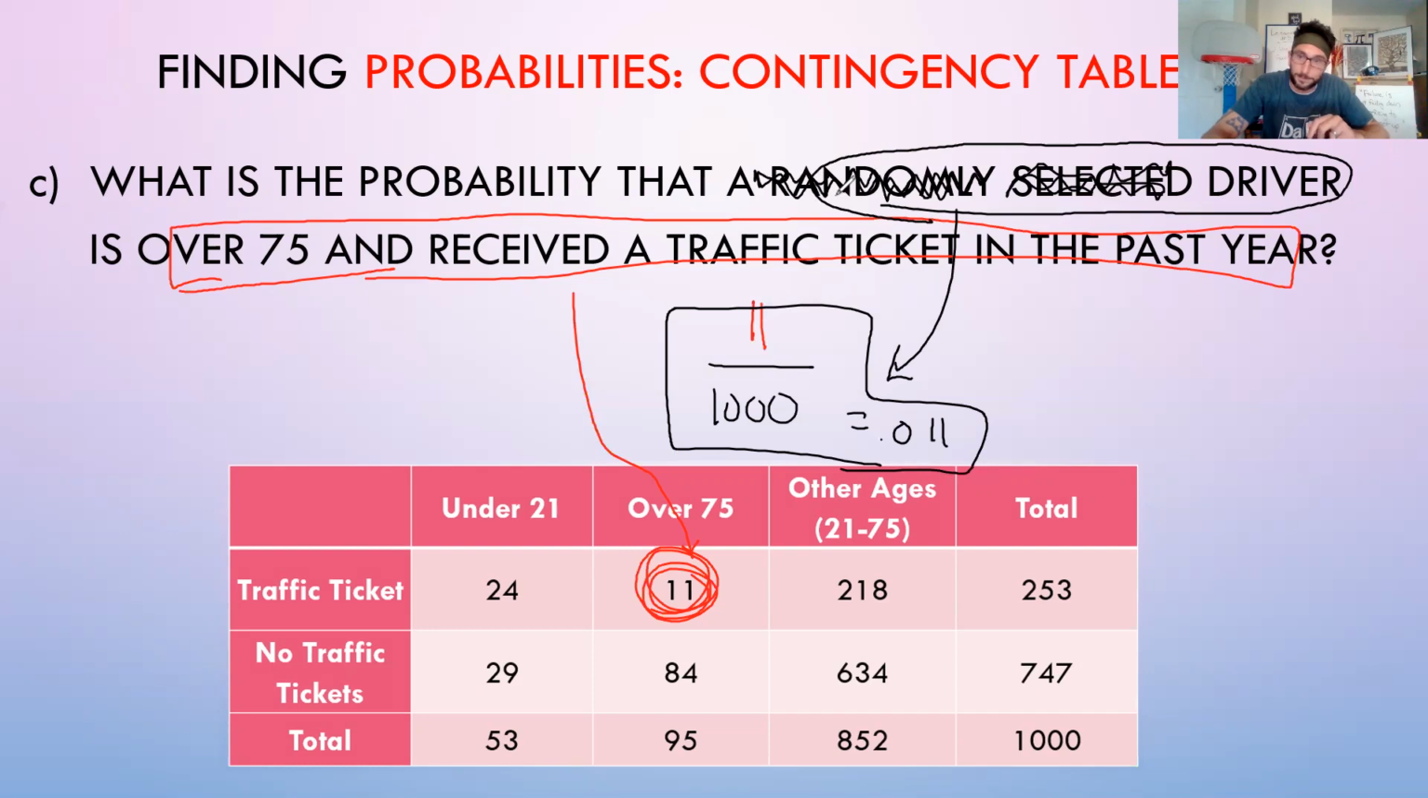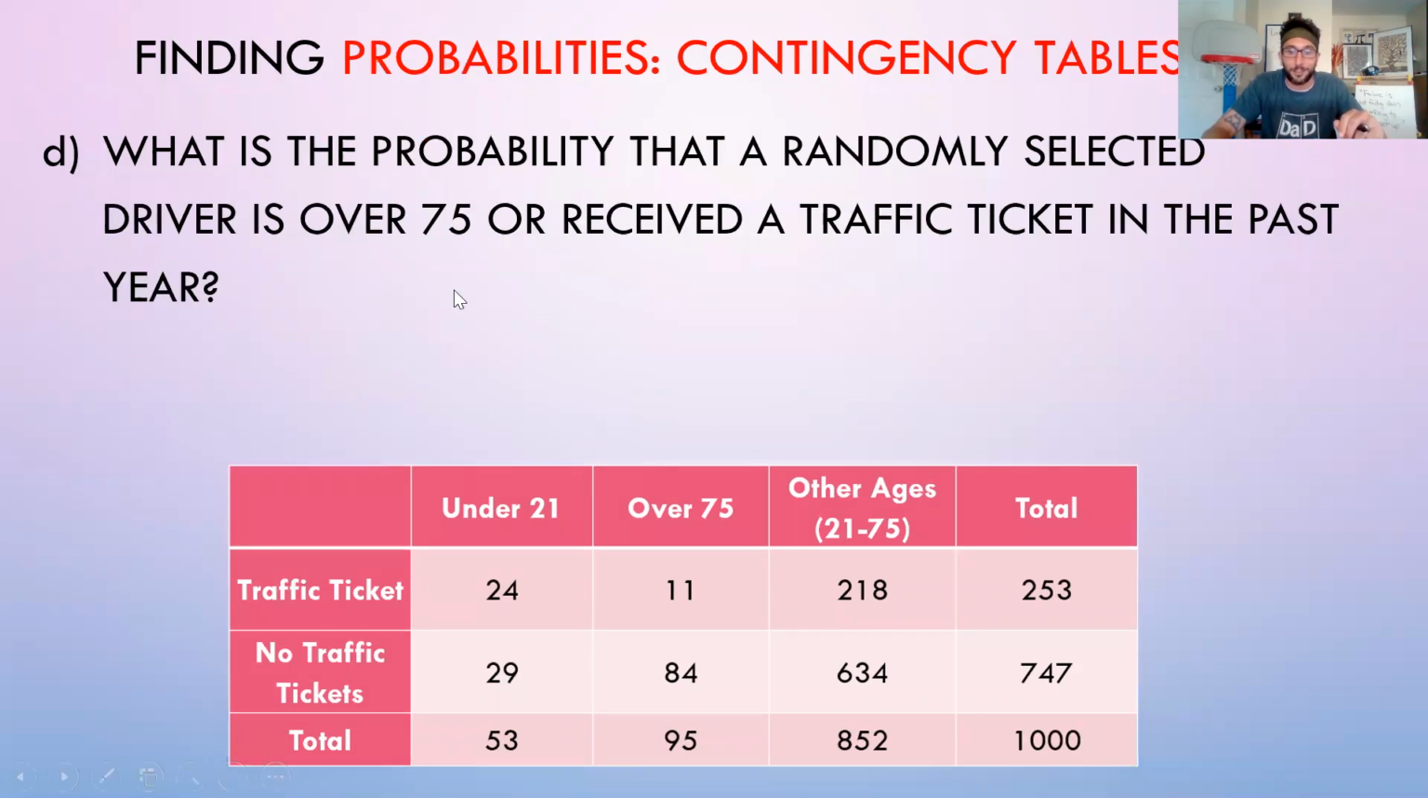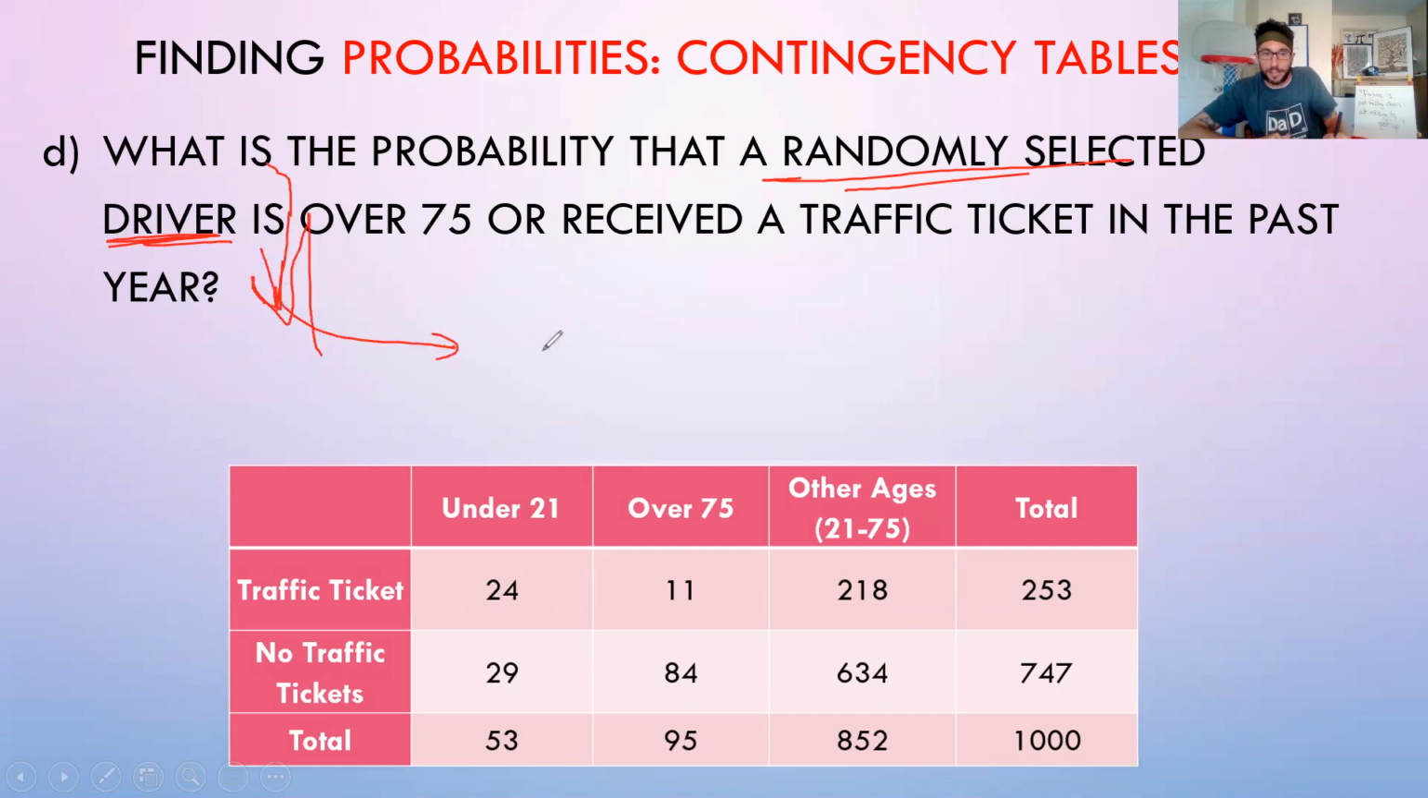All right, not so bad, right? This is all stuff that you guys did in geostats last year if you took it. I know that, you know, because I taught it. But anyways, how about D? What's the probability that a randomly selected driver is over 75 or got a ticket in the past year? So now we're in a totally different situation. So again, we do have a randomly selected driver. We're looking out of any driver, right? So, whoops, for our denominator, pretend that didn't happen, right? For our denominator, we're talking about any driver right here, and there are 1,000 of them.